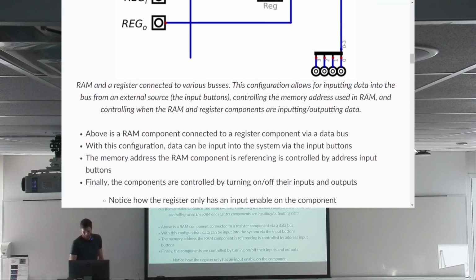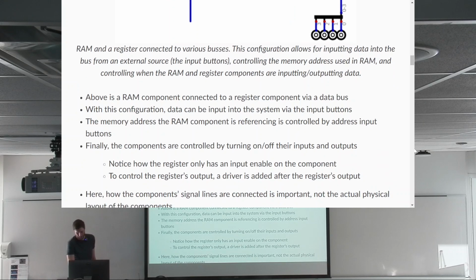All right. Above is a RAM component connected to a register component via a data bus. With this configuration, data can be input into the system via the input buttons. The memory address the RAM component is referencing is controlled by the address input buttons. Okay, that does make grammatical sense. Finally, the components are controlled by turning on and off their inputs and outputs via those little control signals.